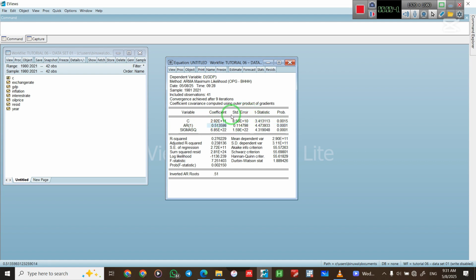So if we forecast what will be the present value, it is 0.51. That means this coefficient into the previous year value plus the constant, that means previous year value into 0.51 plus this constant coefficient is the present year GDP, right?